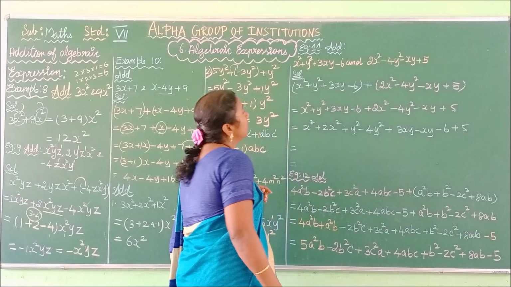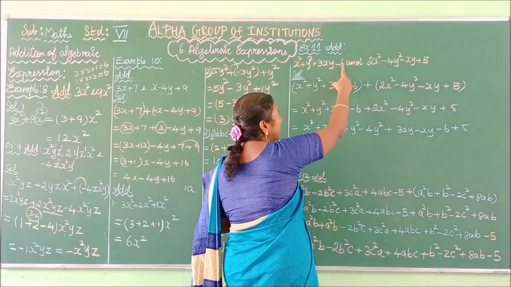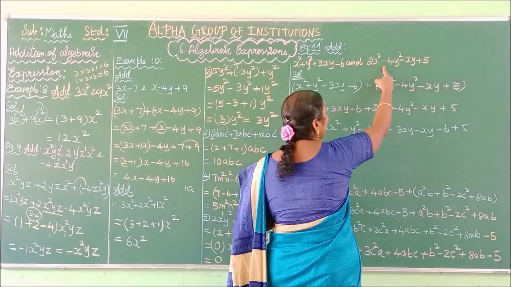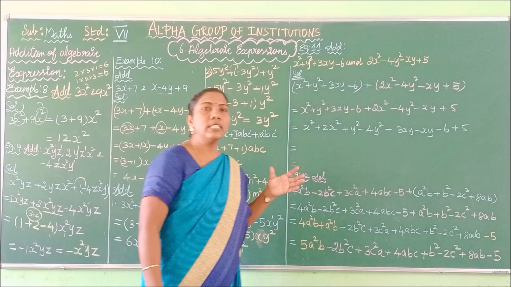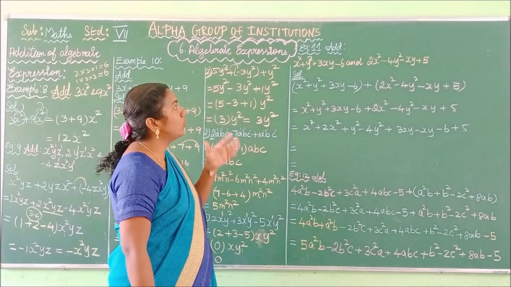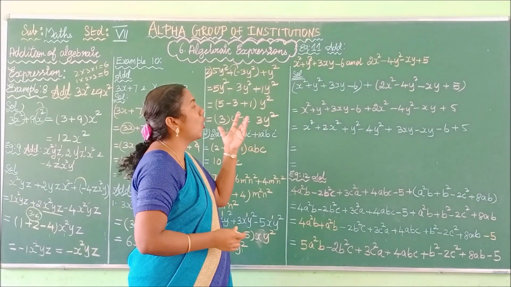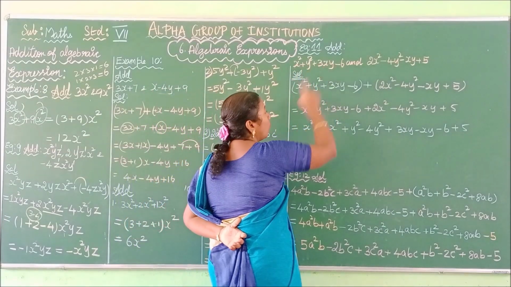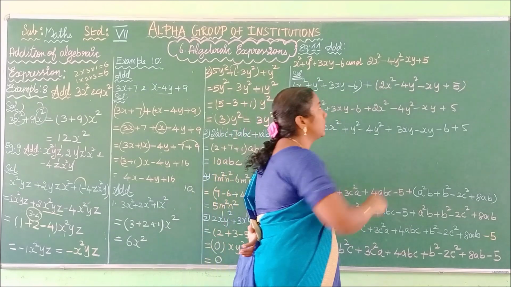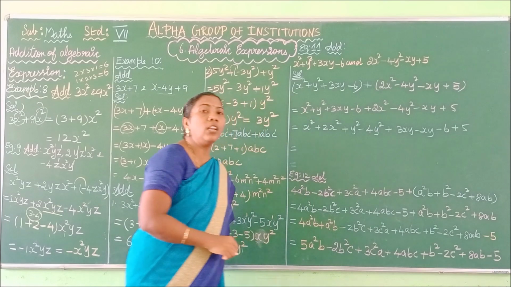Okay. Add x square plus y square plus 3xy minus 6 and 2x square minus 4y square minus xy plus 5. Okay, this is the given question. We have to add these two algebraic expressions. See here, how many terms are in the first expression? 1, 2, 3, 4. How many terms in the second expression? 1, 2, 3, 4. Thus each expression contains 4 terms.